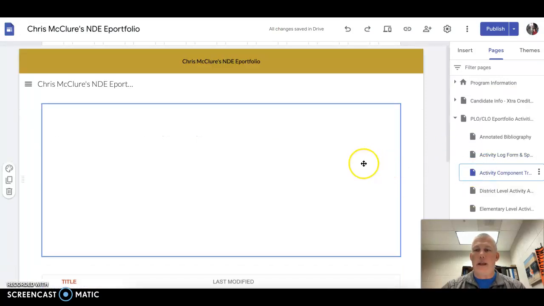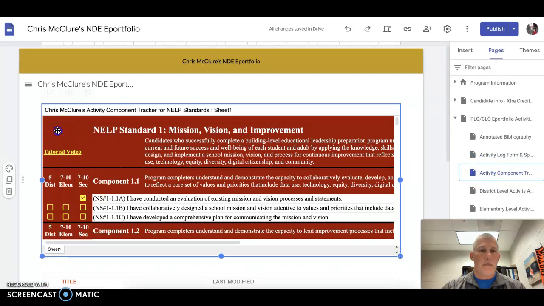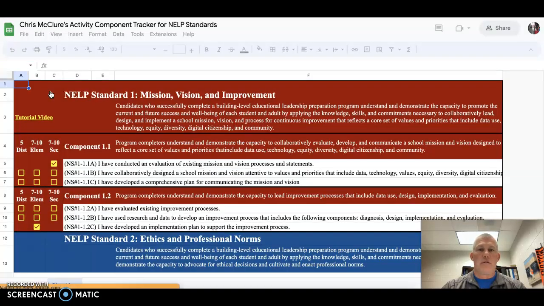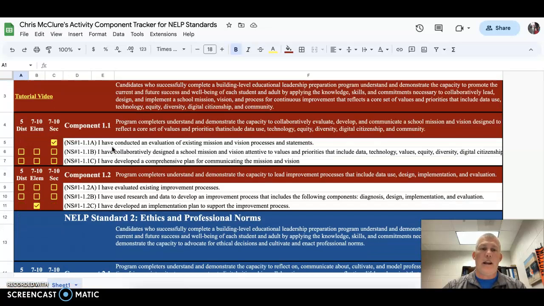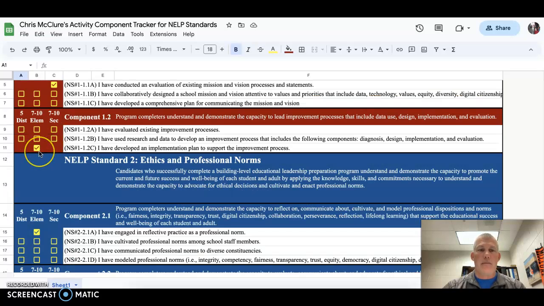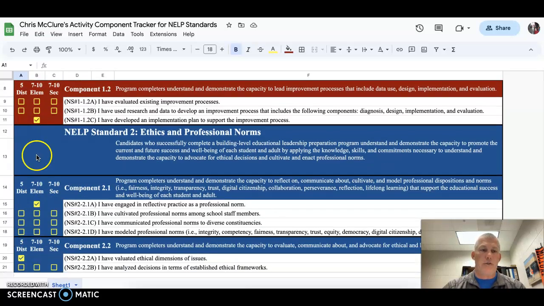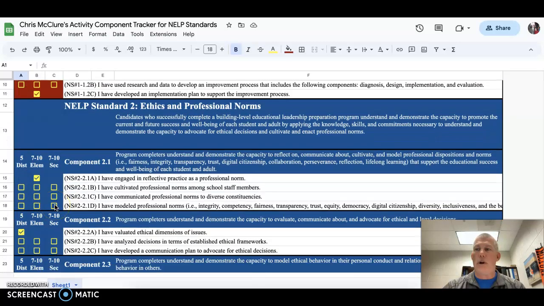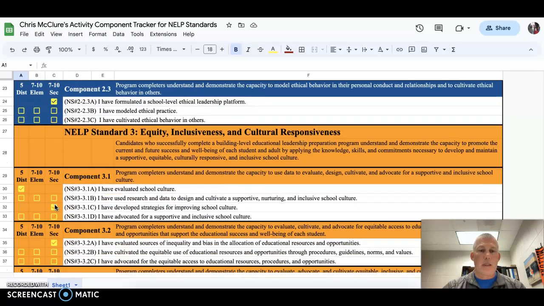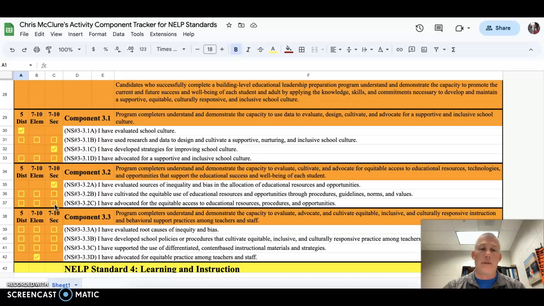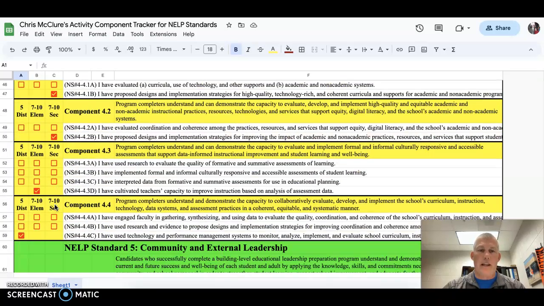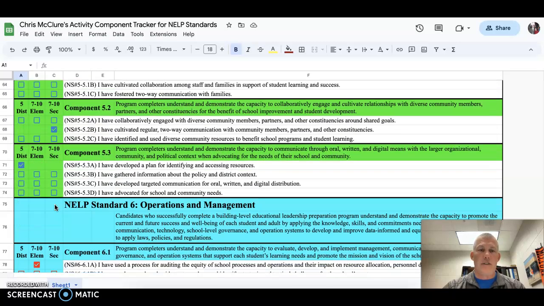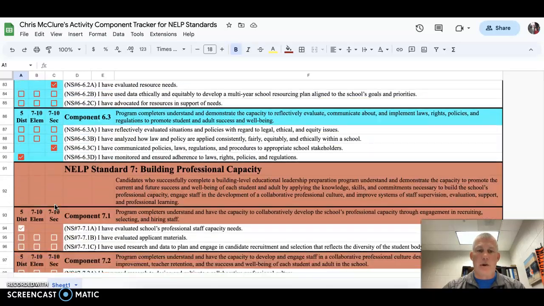Next, we have our activity component tracker. So similar to the previous form, I went through with each component that I had, and I marked which component that it met, which standard it met. So every artifact was either district, elementary, or secondary, and I had one for each, or sometimes 2 for each. That helped me keep track of making sure that I got each component recognized as I was going through and keeping track of my artifacts.